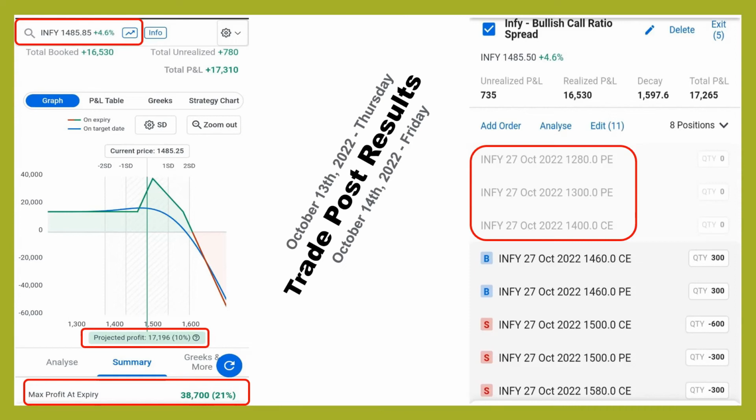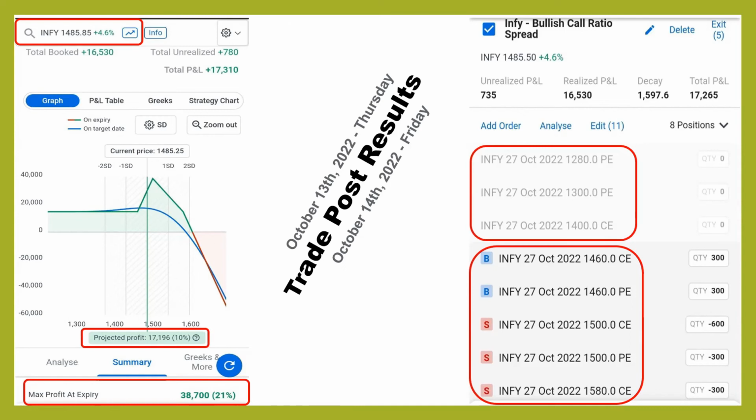And you already know that I closed the 1300 put. Another point is that I closed the 1400 call. I bought it at 50 rupees and closed at 80 rupees. I bought the 1460 call again. I closed this, but I took this 1460. Why did I do that? I'll explain on the next slide.